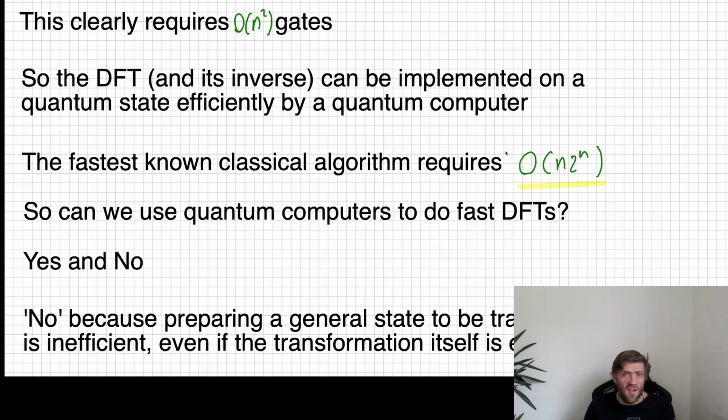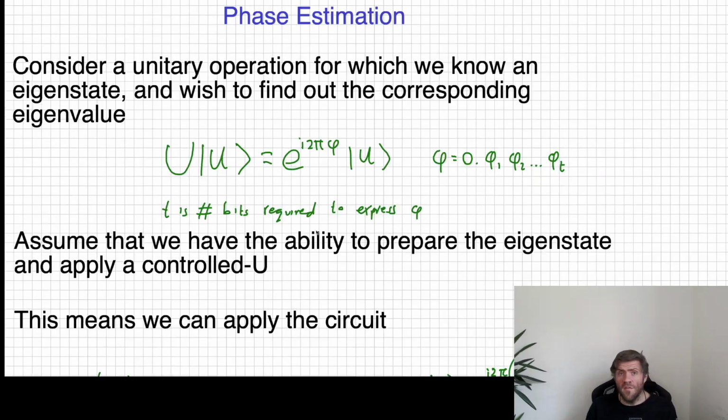However, if we have cases where we naturally have some Fourier transformed information, then applying the Fourier or the inverse Fourier transform to get that information out will be something that's efficient. So the quantum Fourier transform can serve as a useful subroutine within quantum algorithms. An example of this is phase estimation.